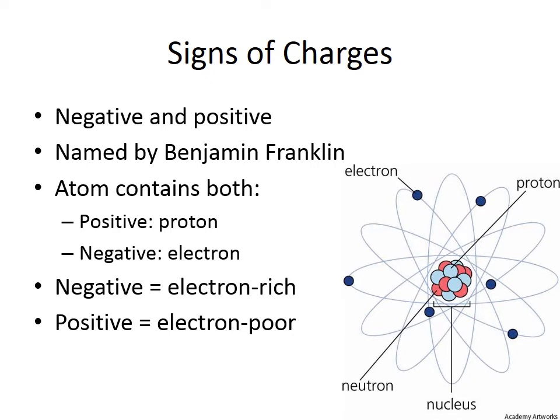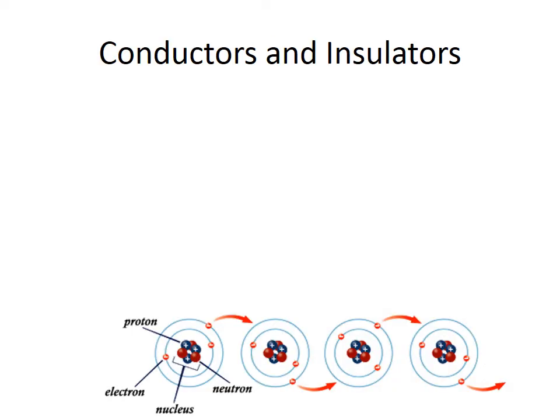Positive things are electron poor. They have less electrons than they have protons. That's all that means. Sometimes people talk about conductors and insulators. In terms of electricity, it means something slightly different than it means like for heat.